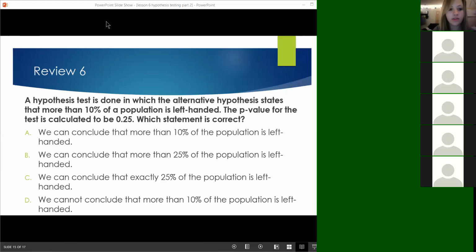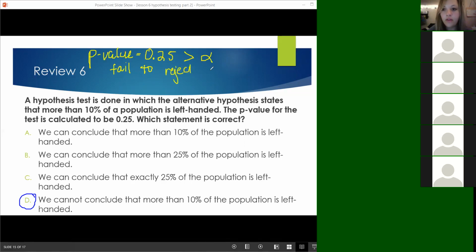Alrighty, let's go over this one. So, good job. Our answer is D in this case. If we look at this, our p-value is 0.25, and that's very large in comparison to our significance level. So in this case, it is greater than our alpha, so we're going to fail to reject the null. If we fail to reject the null, that means we're still going to assume at this point that the null is true and that there's no change going on.